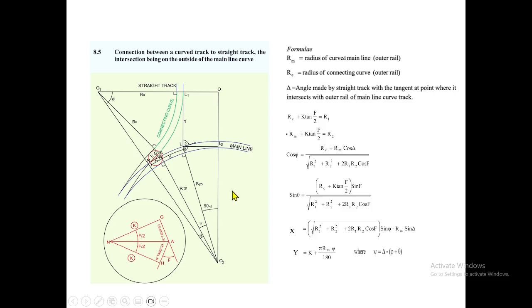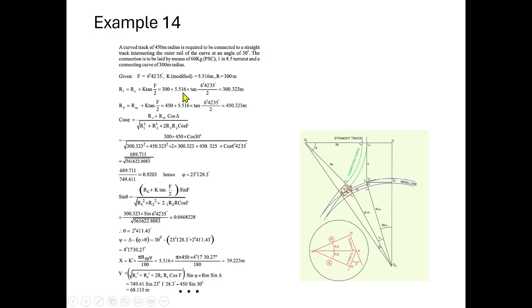This is something about the contraflexure. Then we will see an example for the contraflexure type of connection. A curved track of 450 meter radius is required to be connected to a straight track intersecting the outer rail of the curve at an angle of 30 degrees. The connection is to be laid by means of 60 kg PSC one unit of turnout and a connecting curve of 300 meter radius.